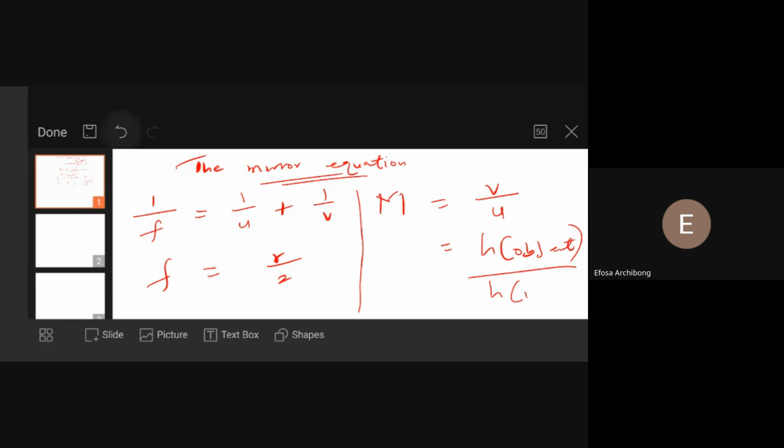No, please, I think that's a mistake. Height of image, not object, please. Height of image divided by height of object. So take note of that. These are the formulas for magnification. It's either we use the image distance over object distance, or we use the height of the image divided by the height of the object. And that is that. So these are the things we need to navigate problems on this very topic. So let's go straight into solving problems.